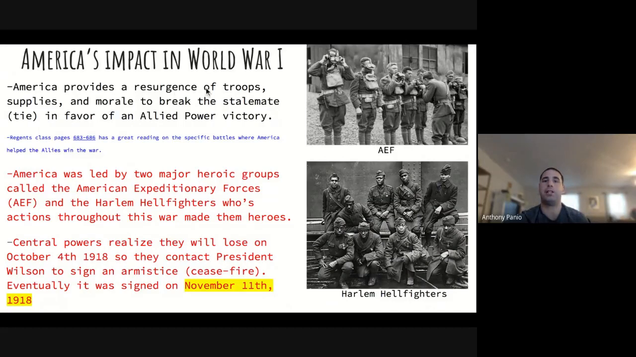So America's impact in World War I. So we already kind of talked about this. America provides a resurgence of troops and supplies and ultimately morale. I mean, what it means is a morale booster is they're a new group to fight for the Allied powers, and they could use that type of feeling that the Allied powers need at this point. To break the stalemate and tie in favor of an Allied powers victory.